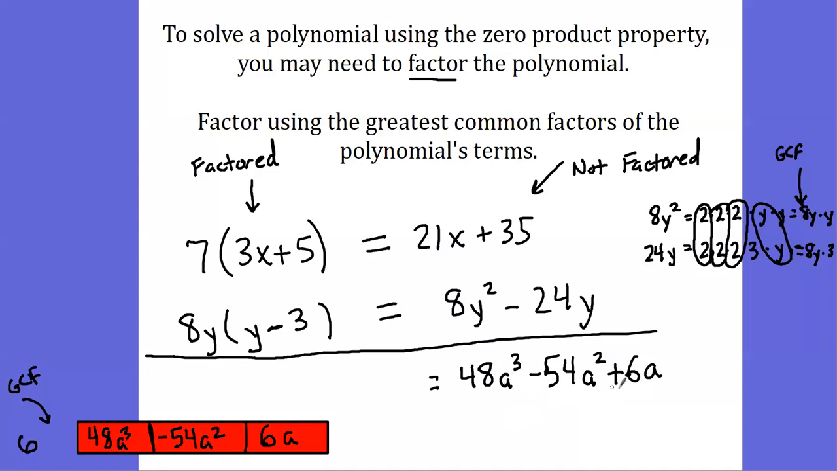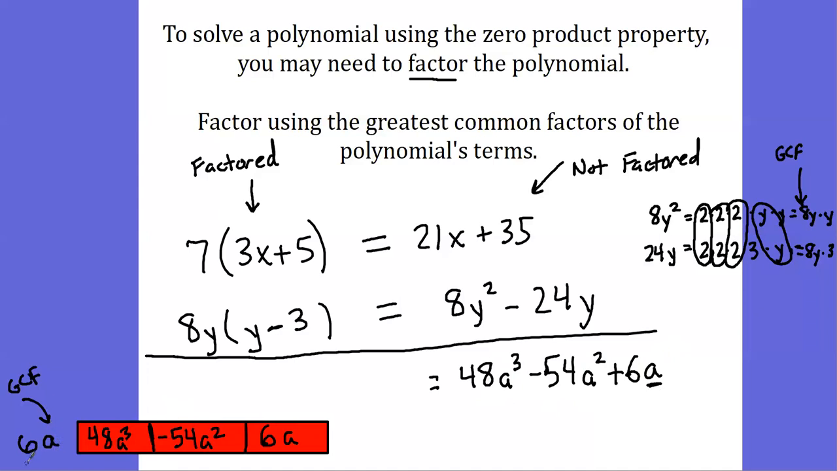With the variables, the big secret is that you always just want to take your smallest power or your smallest exponent. So if I have a cubed, a squared, and an a, and I'm pulling stuff out of here, I cannot pull out more than my smallest, which is just a to the first. So I can pull out an a from all 3 of these terms. I can pull out an a squared from this term, I can pull out an a squared from this term, but I cannot pull out an a squared from here, so my variable is just going to be an a and nothing bigger. So that's my GCF, 6a.